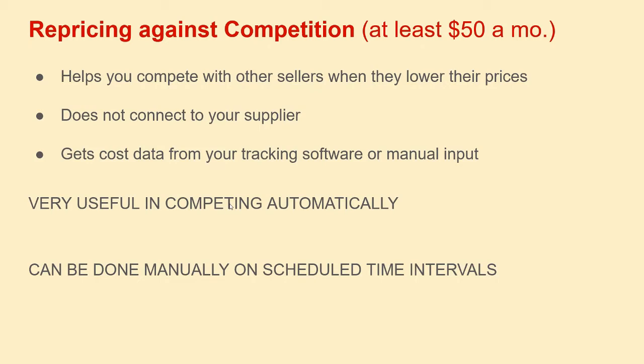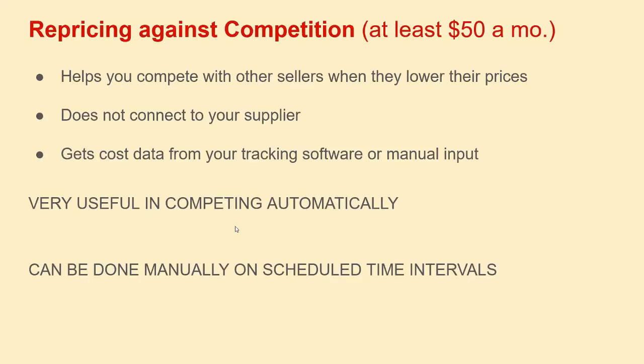However, you can do this manually, and what you could do is do it on a scheduled time interval. What that would mean is that you could, for instance, every 12 hours, 10 hours, or 4 hours, depending on your schedule, make a point of going in, seeing if someone has underpriced you, and then lowering your price. I understand this is much slower, but it is an option, especially if you have a small number of products. It's something you can consider if you're unable to afford the cost of the software.